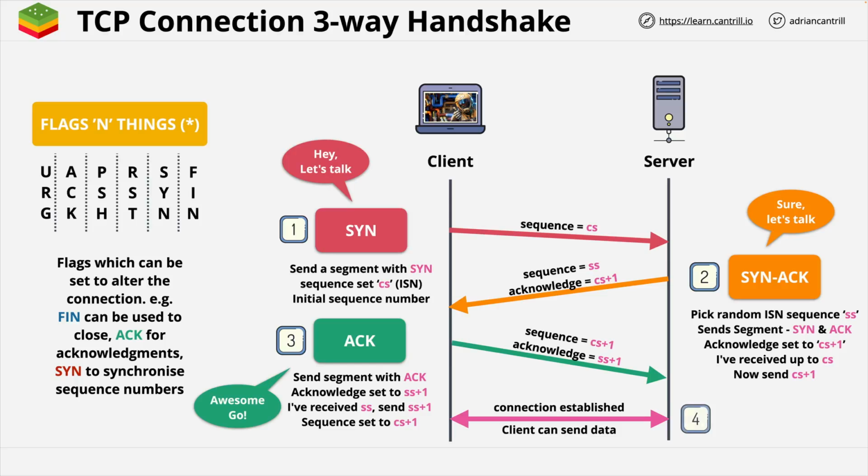Now from this point on, any time either side sends data, they increment the sequence and the other side acknowledges the sequence value plus 1, and this allows for retransmission when data is lost. This is a process that you need to be comfortable with, so just make sure that you understand every step of this process.